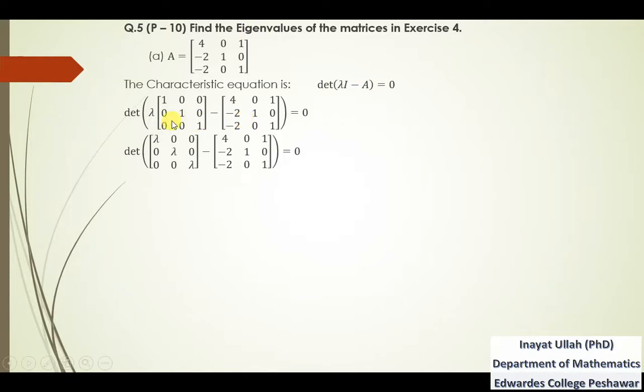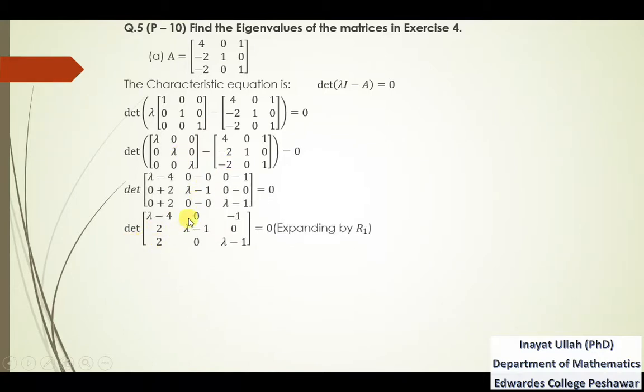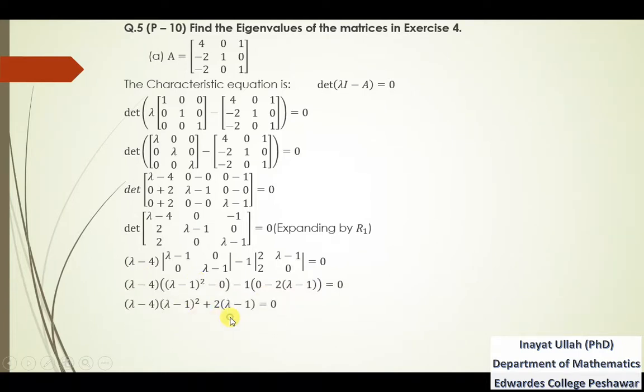That is the same story as discussed in the previous slide, that we multiply lambda inside and subtract these two matrices, and then find the determinant of this matrix by expanding by row number 1 and simplifying to get this equation as in the previous slide.